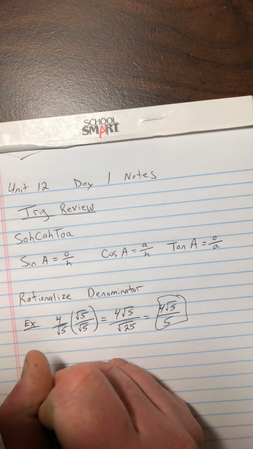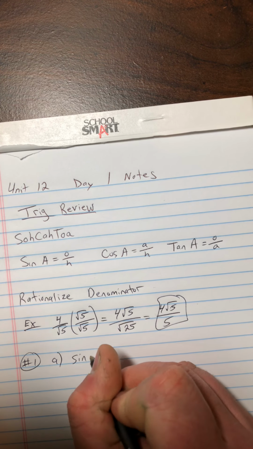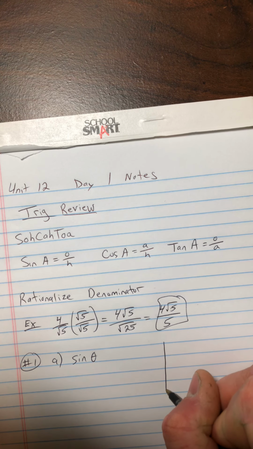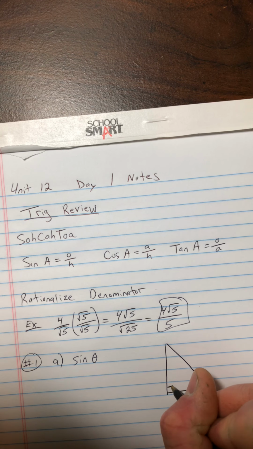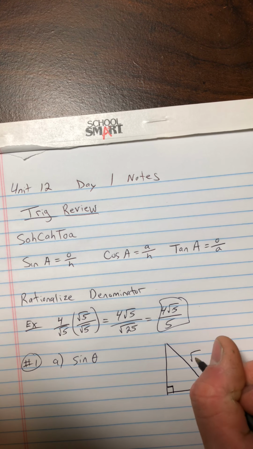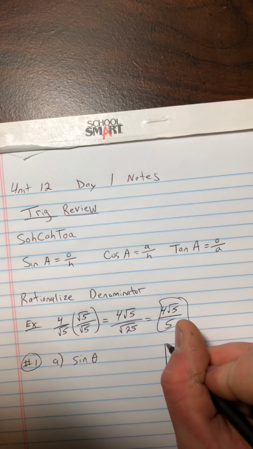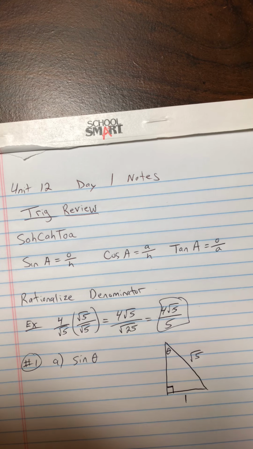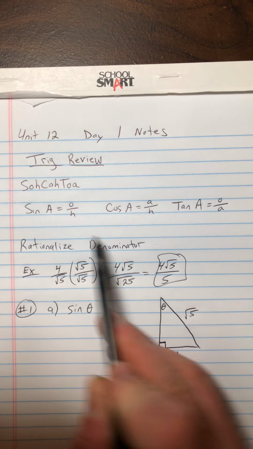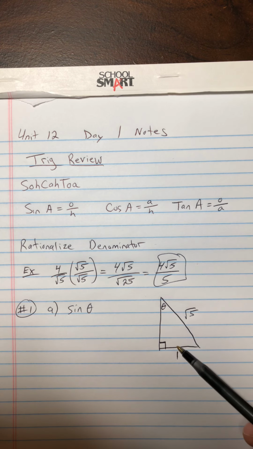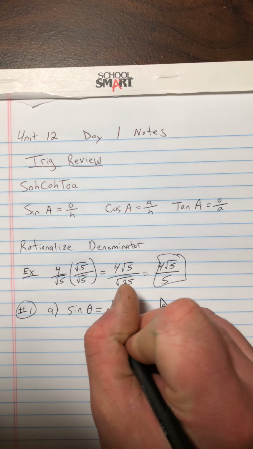I'll do number 1A from the notes. They say find the sine of theta. The triangle looks like this. Again, only works for right triangles. They give you the hypotenuse is radical 5. This leg is 1. Theta is up top right here. So how do you find the sine of theta? Well, sine is opposite over hypotenuse, so from this angle, opposite is 1. Hypotenuse is radical 5. So the sine of theta is 1 over radical 5.